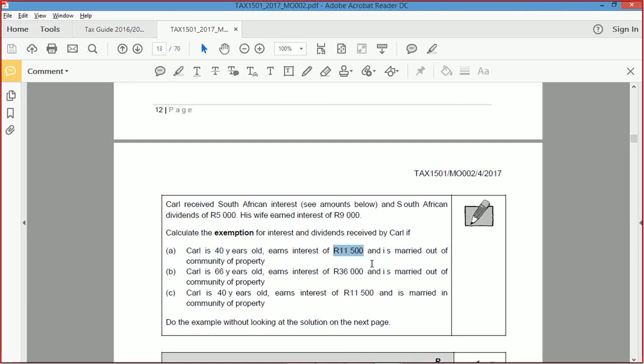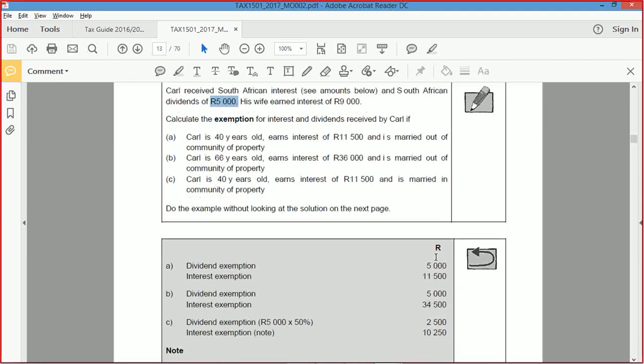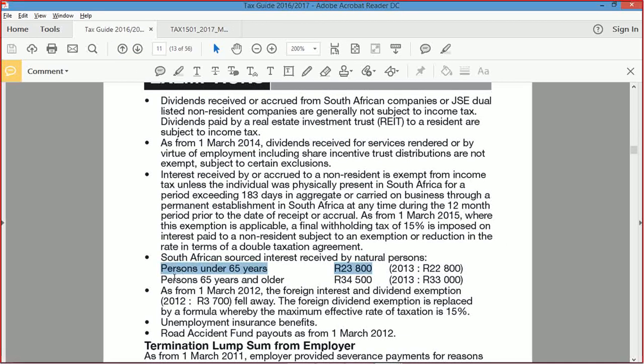Okay, so if it's separate, he would receive an exemption of 23,800. Is he under the age of 65? Yes, he is. So would he pay any tax on his interest? No, he wouldn't. He'd get an exemption of 11,500, okay, and you would get an exemption of 5,000. Does that make sense? Yes. Okay, that's what they should have given you here, do they? Yeah, it's fine. It's the same here. See, 5 and 11.